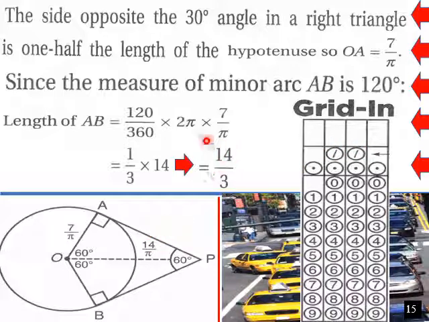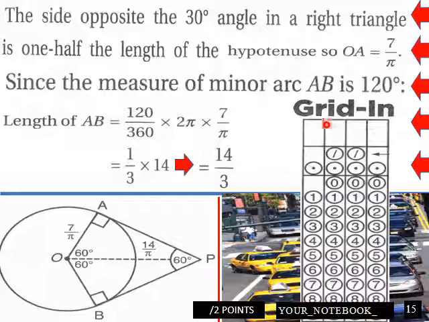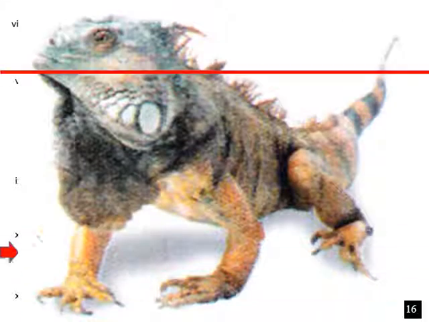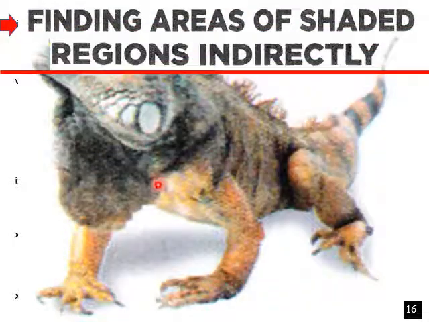So what are we finding here? We're trying to find the length of AB. This length of this arc is 14 over 3. There's a lot going on here. I suggest you watch the PowerPoint as well, or go back and watch this video again, because there's a lot of information being dumped.